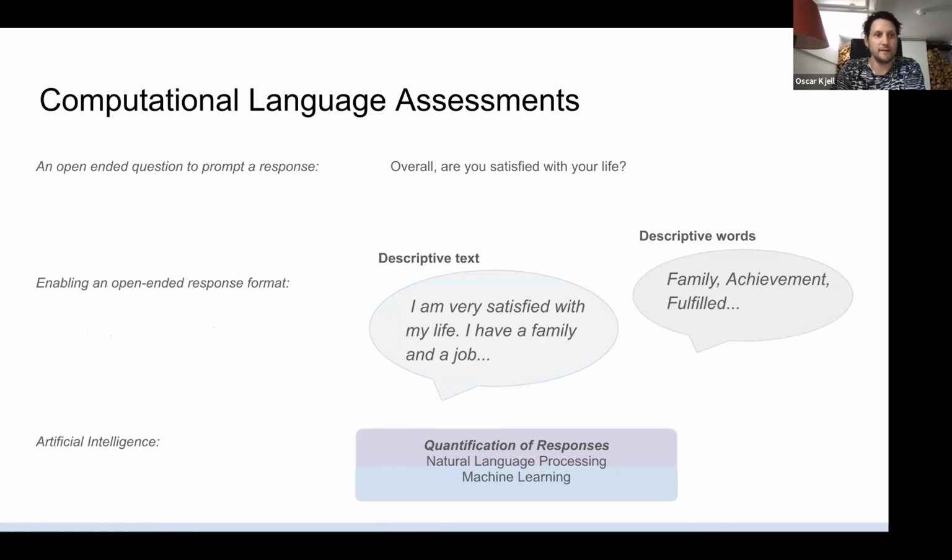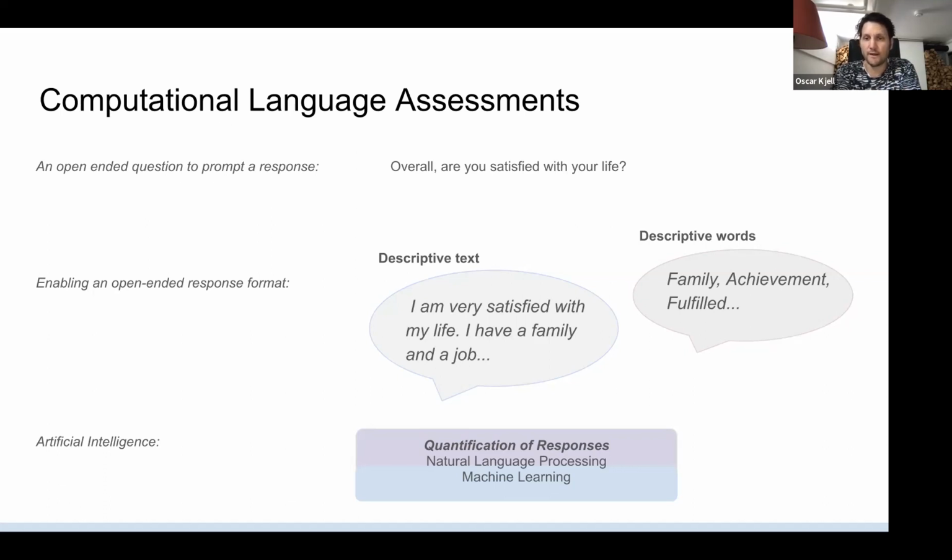So that's why we started to use natural language processing and this method that we refer to as computational language assessments, or in the beginning we also called them semantic measures. But basically, we develop and validate an open-ended question such as, "Overall, are you satisfied with your life?" And we couple this with instructions to let the respondent know that, for example, they can answer with a descriptive text.